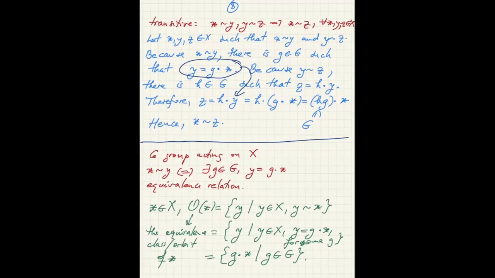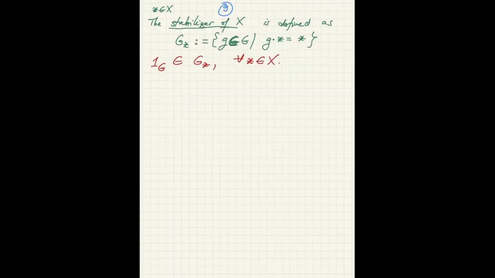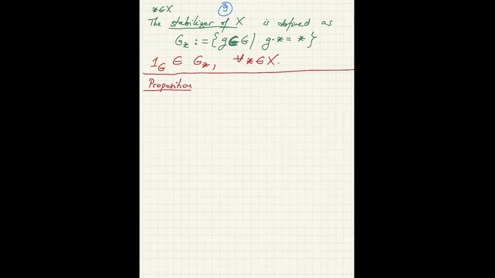So we have these two important objects. You have these orbits, which are the equivalence classes of the elements of X, and the other thing is the stabilizer of x, which can be defined for every x and consists of all the group elements that fix x. So let's prove some results about these objects. Let G again be a group acting on a set X.